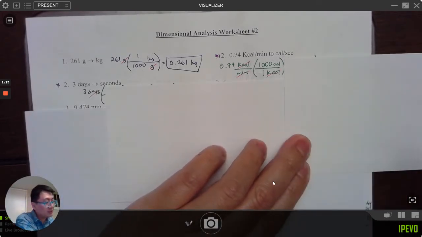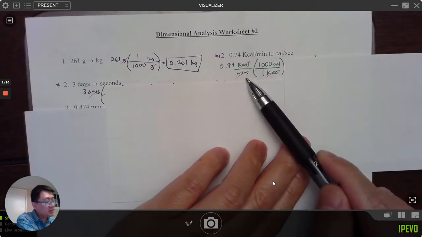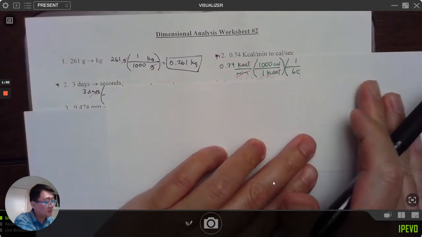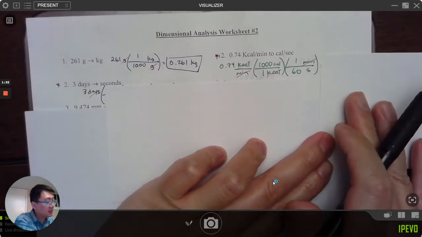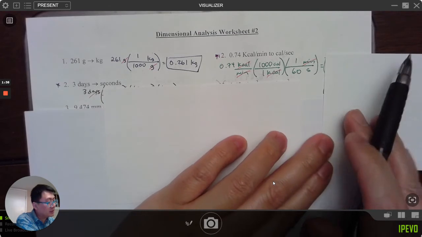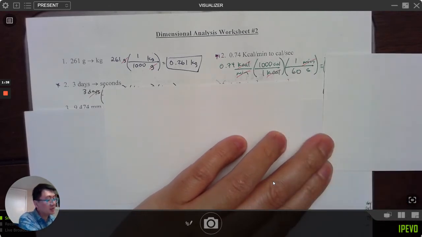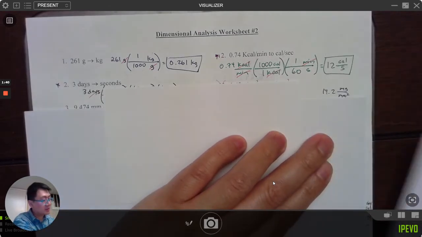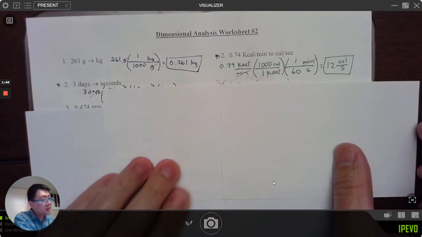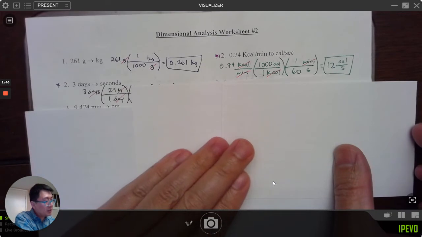Kilocalories cancel out. Then the next thing, change your minutes into seconds. And you should know that there are 60 seconds in a minute. So from this, everything cancels out except calories per second, which mathematically in this case is 12 calories per second. Two significant figures.